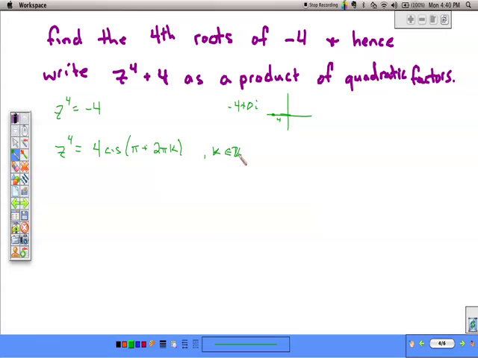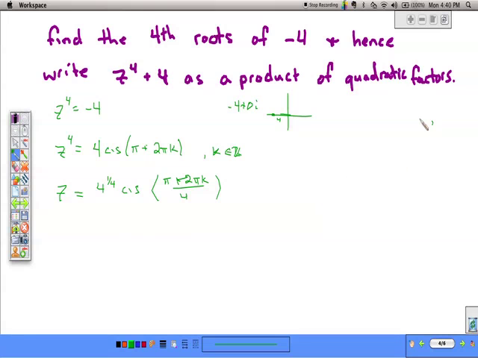Where k is an integer. So z will be 4 to the 1/4 cis (pi plus 2 pi k) divided by 4.